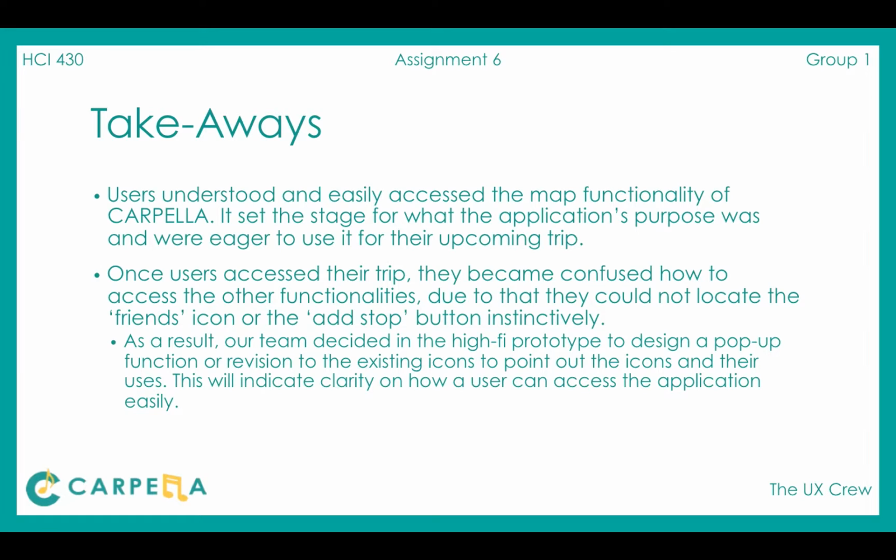But once the users accessed their trip, they became confused about how to access the other functionalities because they could not locate the friends icon or add stop button instinctively. So as a result, we decided within our hi-fi prototype to design some sort of pop-up function or revision to existing icons to point out the icons and their uses. This will indicate clarity on how a user can access the application easily. So something that gave them instruction when they were using the app would make it easier for them to do all the functions within our app.